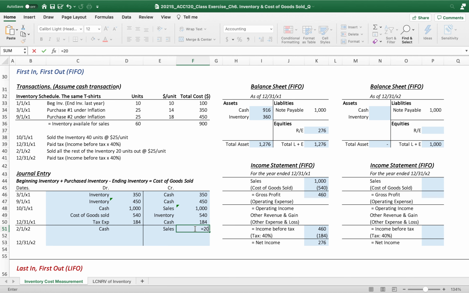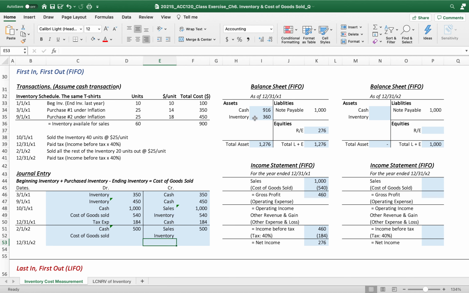Now, the 20 units times $25 per unit at the selling price. So $500 is the cash in. Now, based on the matching principle, for cost of goods sold, we want to record the inventory cost.